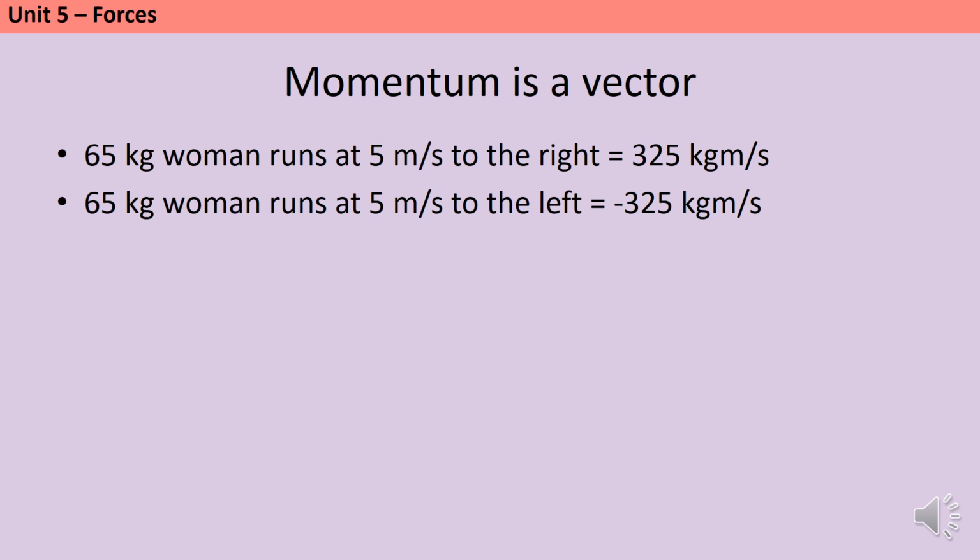If I have a 65 kilogram woman running at 5 meters a second to the right, I could describe her as having 325 kilogram meters per second of momentum. But if she then ran to the left, I would express this with a negative number. It's not that right and left are fundamentally positive and negative. You can decide which direction you want to be positive. But if something is moving in the opposite direction, then its momentum needs to be a negative number.